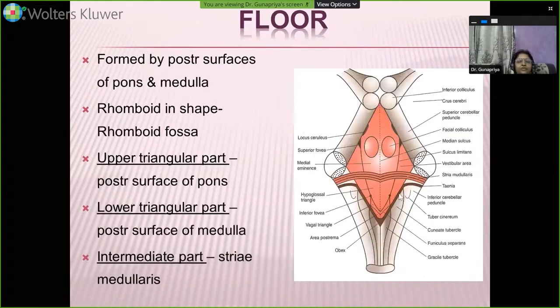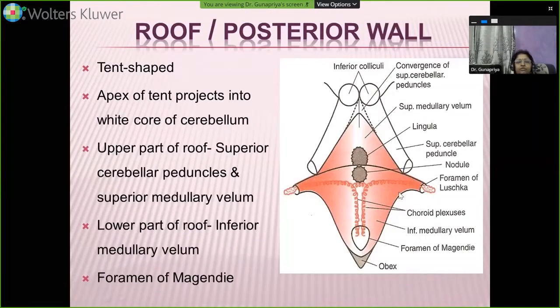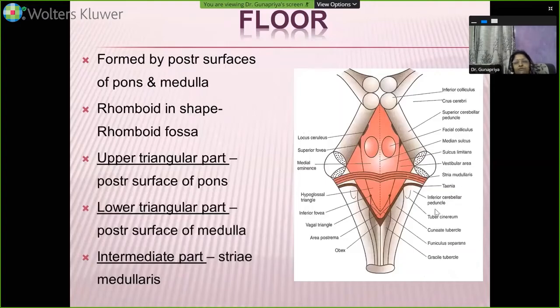Now coming to the floor. Once you cut open here, slit it open from the foramen of Magendie, insert scissors, take it vertically upwards and slit open, what you see will be this picture. Once you remove the roof, you can see the floor. Once you break open the roof of a building, you can see the floor, isn't it? Exactly like that, once you cut open the roof, you can make out the floor of the fourth ventricle.